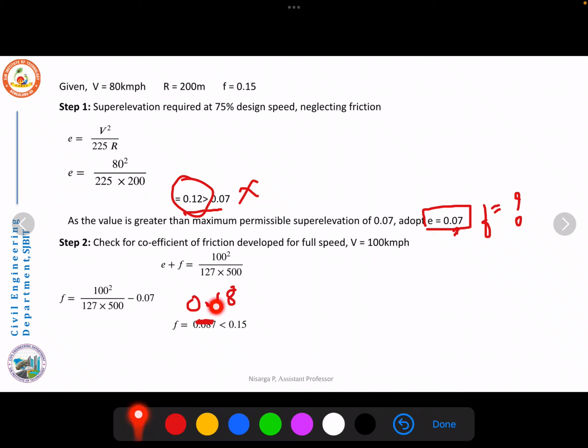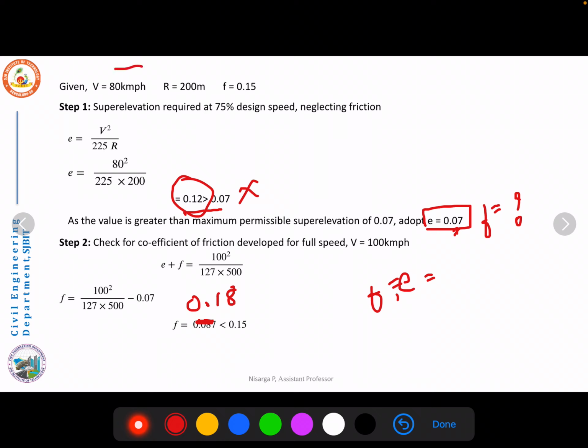Here the friction value exceeds the maximum amount of lateral friction that is to be considered at the horizontal curve. So it is not possible for us to provide a friction of 0.18. The friction developed and the super elevation we are providing are not sufficient to counteract the centrifugal force. When these two conditions fail, we have to restrict the speed of the vehicle.